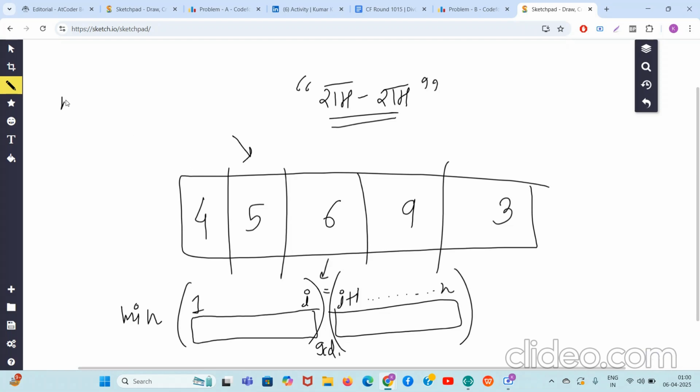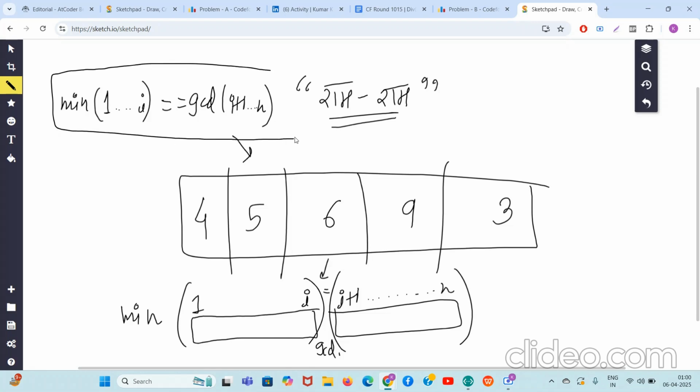So they are basically saying that the minimum of everything from index 1 to i should be equal to the GCD of all numbers from i plus 1 till the end. That is what they are trying to convey to us, and it's really nice to see that. Now, what to do in this particular case? Well, just chillax, just relax.